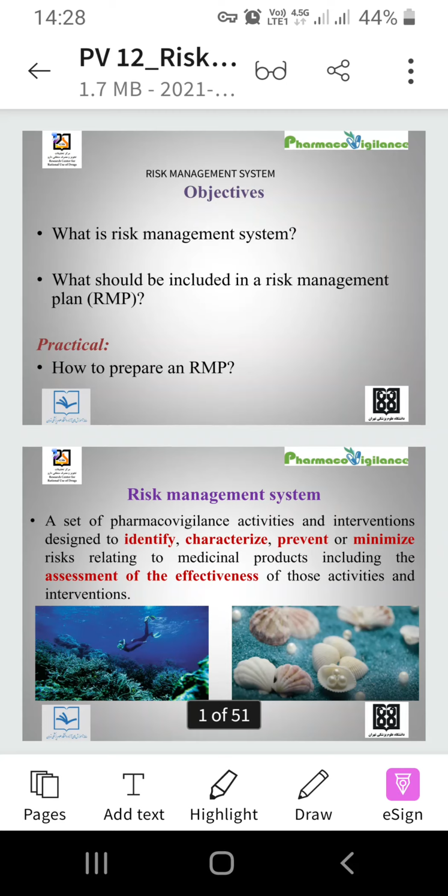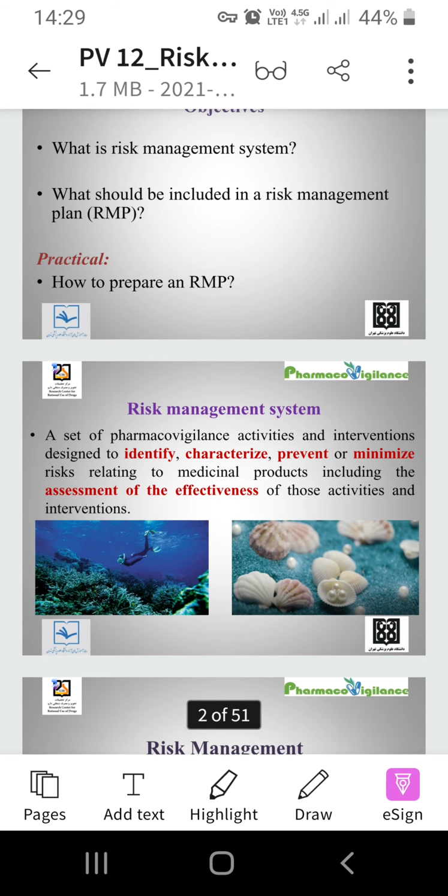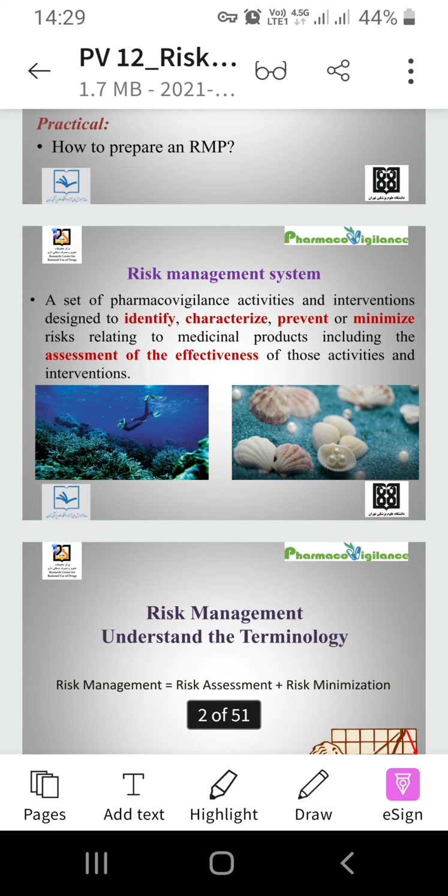Today we want to learn together about the risk management system in pharmacovigilance, and our objective is: what is the risk management system, what should be included in the risk management plan, the RMP, and how to prepare an RMP.